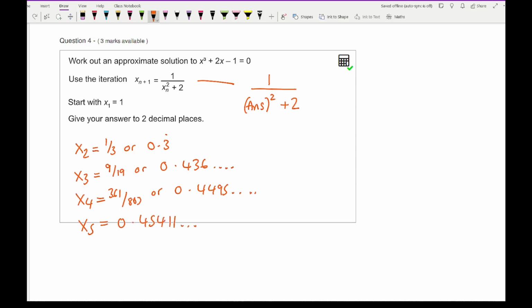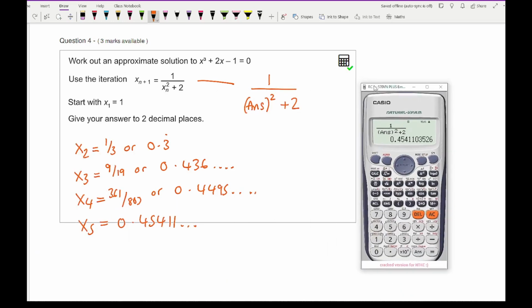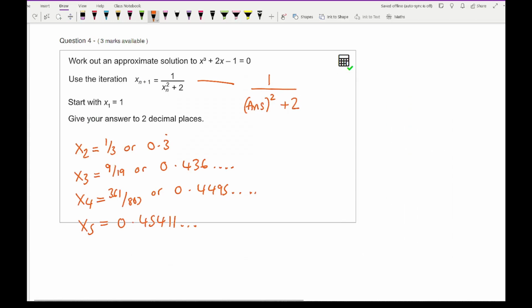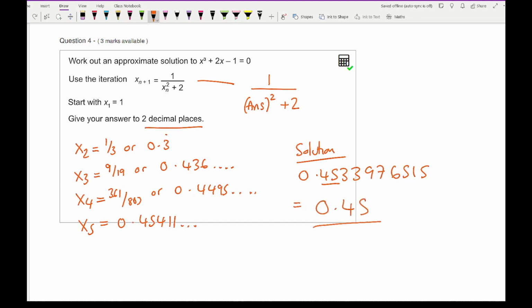And then if I bring that calculator back, again, I'm just going to keep pressing equals until the number stops changing. So as you can see, the solution is 0.4533976515. But I want to give my answer to 2 decimal places, so it's going to be 0.45. And there we go. And that's 2 decimal places.